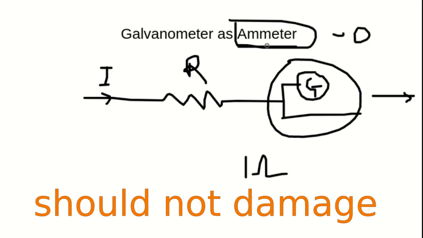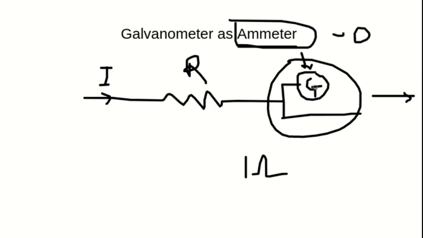One more thing we should remember is that the galvanometer should be safe from damage. It should not get damaged due to high current. Suppose this is a very high current, then the galvanometer, being a very sensitive device, can get damaged. So we have to pass maximum current through the ammeter but minimum current through the galvanometer. How can we do that? We can do this by connecting a resistance in parallel with the galvanometer.